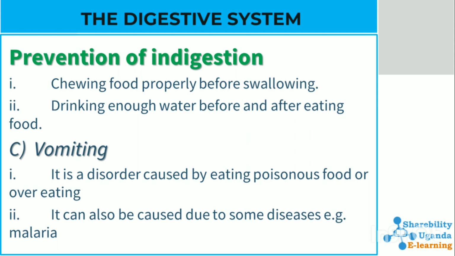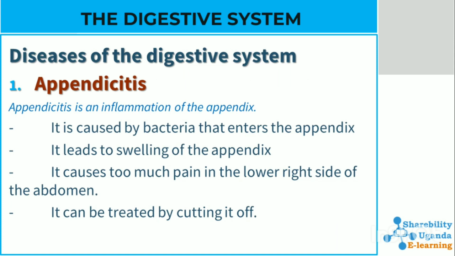Diseases of the digestive system include appendicitis. Appendicitis is an inflammation of the appendix. It is caused by bacteria that enter the appendix, and it leads to swelling of the appendix. It causes too much pain in the lower right side of the abdomen and can be treated by cutting it off.